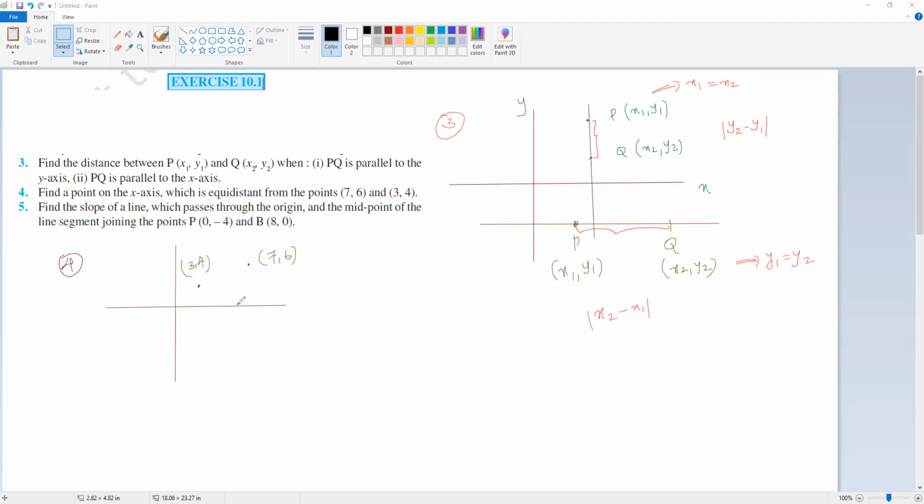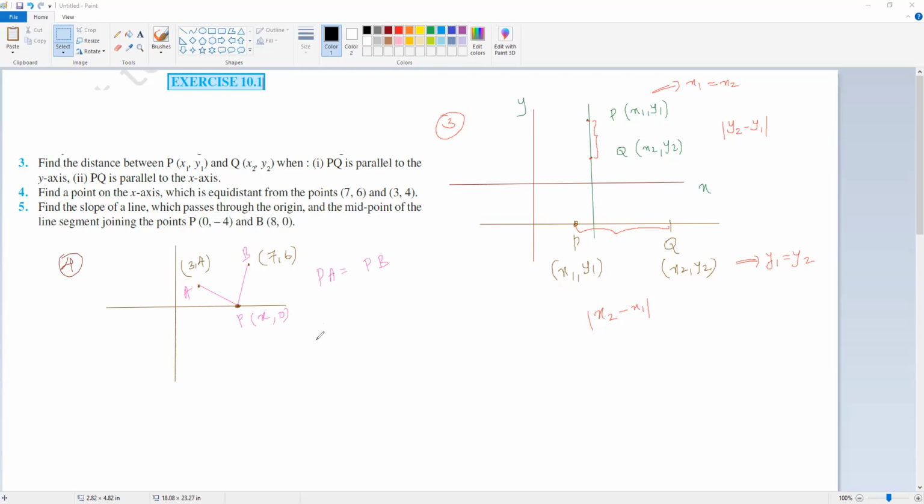We have to find a point on the x-axis such that its distance is equal from these points, which is equidistant from the points. That means these distances are the same. Okay, so call this A, this is B, and your point is P. What is given is PA is equal to PB. So what will be the coordinates of P? The point is on the x-axis, so it is x comma 0.